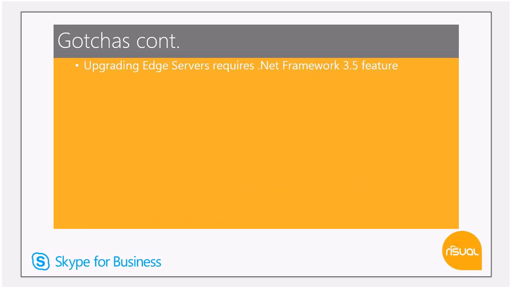Okay, thanks, Corey. So just to continue with the gotchas, what I found when performing an in-place upgrade on an Edge server is that we needed the .NET Framework 3.5 feature, which appears to be a bit of a backward step, but it's required nevertheless. Also, as Corey said, Windows Firewall needs to be turned on. Even if you're not using it, the service needs to be started. Otherwise, the upgrade will fail.